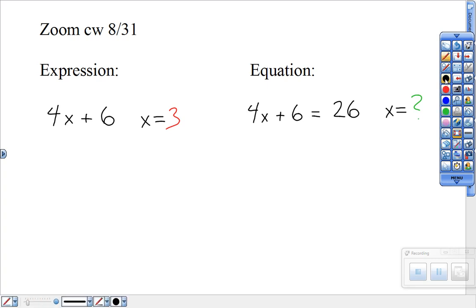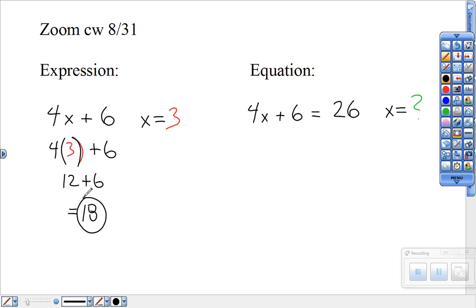If I wanted to evaluate when x equals 3, I would just leave that 4 alone, and where 3 is, I replace that x with 3. I'm using parentheses here to show times. That 4 times 3 is the same as 4x, that's times. 4 times 3 plus 6 gives me 12 plus 6, which gives me 18. So that's just the value of the expression when I plug in x equals 3, when I evaluate for x equals 3.